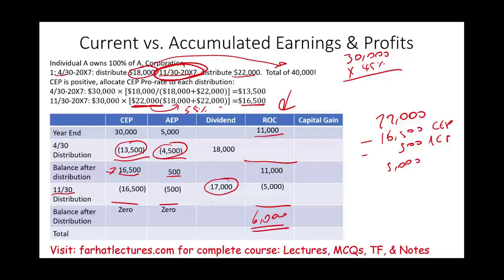So at the end of the day, in total, we have zero CEP. At the end of the year, CEP is gone, AEP is gone. The total distribution considered dividend is 35,000, which is 18 and 17, and we have return of capital, a basis of 6,000. Those are the total balances.